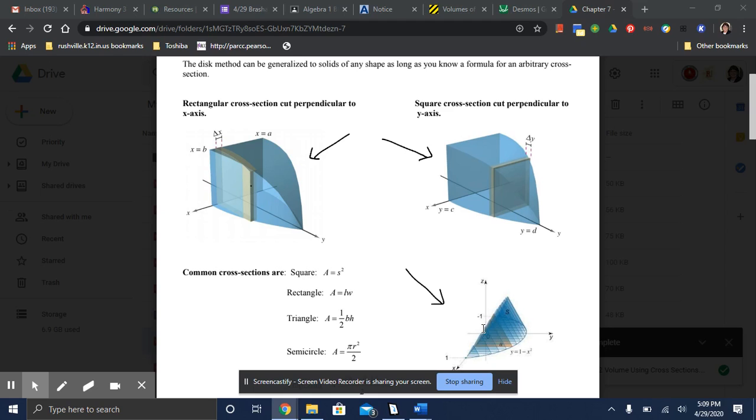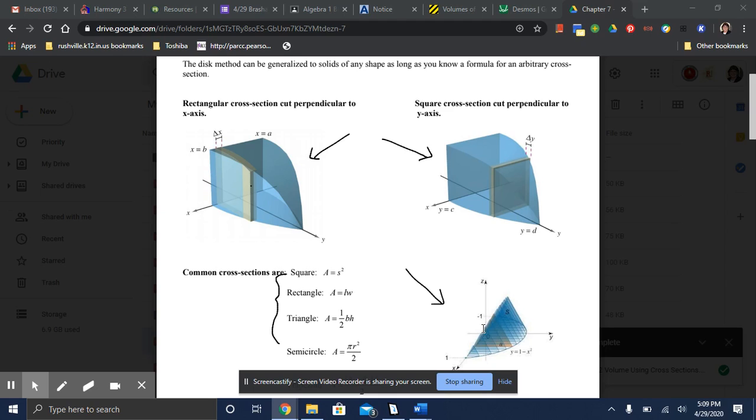So we're going to stick to familiar shapes. We're going to work with the square, the rectangle, the triangle, and the semicircle. You can use trapezoids, ellipses, and other shapes, but we're going to stick with these four.